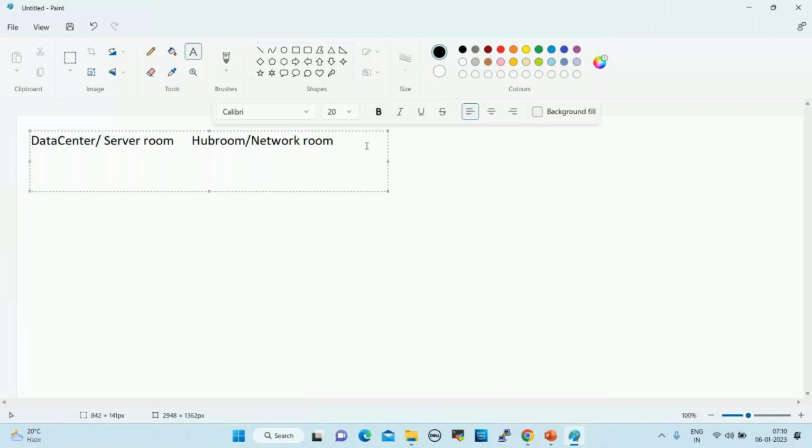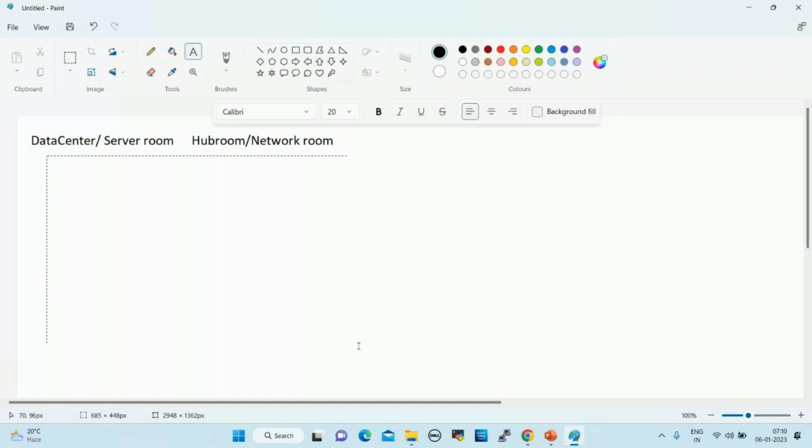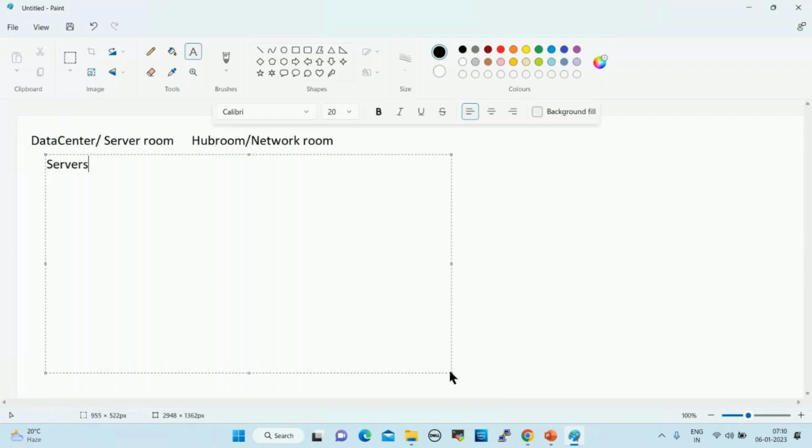So in a data center, servers, routers, network equipment and switches will be available, and also backup devices, storage, etc. All these devices are available in data centers. Servers will be taken care of by server admins, and routers and network will be taken care of by network engineers. Like that, the respective team will take care of these devices.